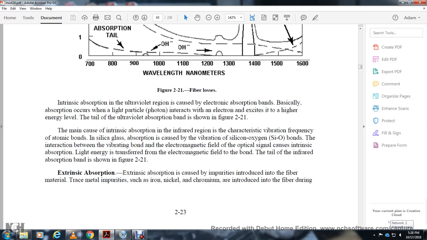We cover the intrinsic absorption in the infrared region. The character of the vibration is the atomic bond in silicon glass absorption, called the vibration of the silicon-oxygen bonds. Interaction between the vibration of the bonds and the electromagnetic field of the optical signal is called intrinsic absorption. Light energy is transferred to the electromagnetic field of the bond. The tail of the infrared absorption is shown in figure 2.21.